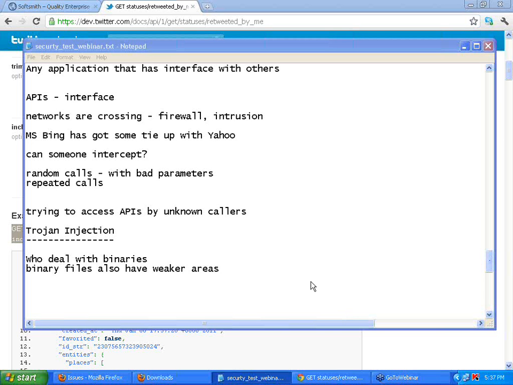Any tools for penetration testing? Normally people do their own code. Okay, their own code, they will do that.